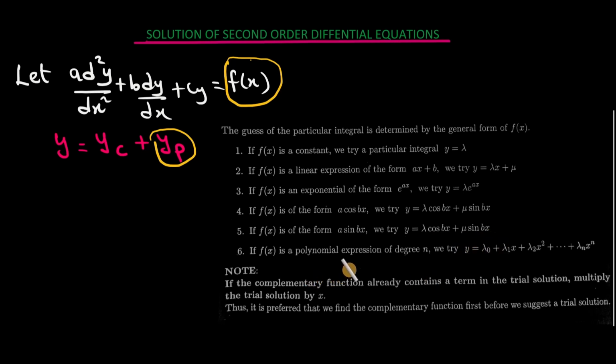If f(x) is a polynomial expression, let's say of degree n, then the trial solution will be y = λ0 + λ1x + λ2x² + up to λn xⁿ. You have to take note that if the complementary function already contains a term in the trial solution, we will need to multiply the trial solution by x. So it is preferable that we find the complementary function first before we suggest a trial solution or a particular integral.